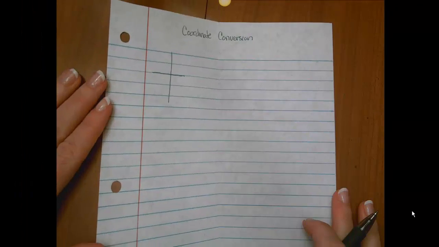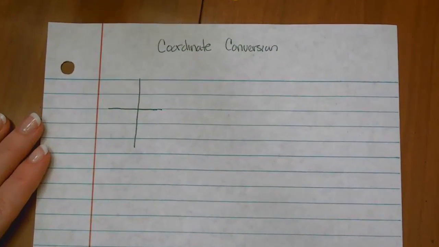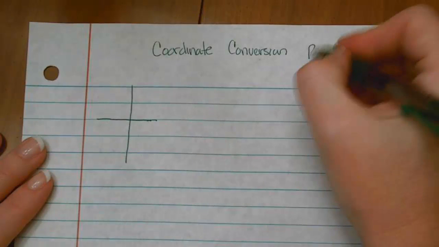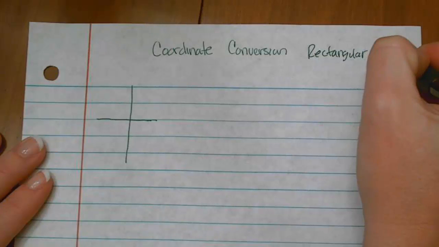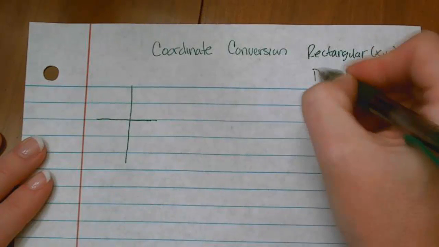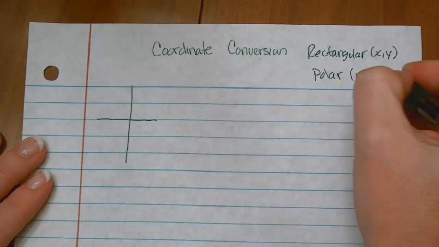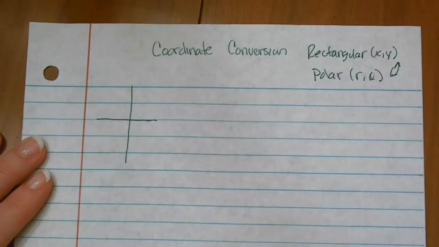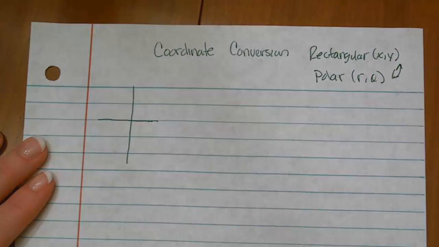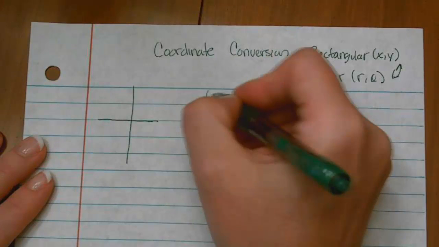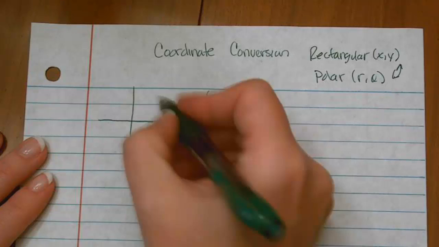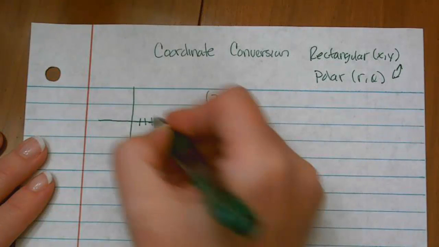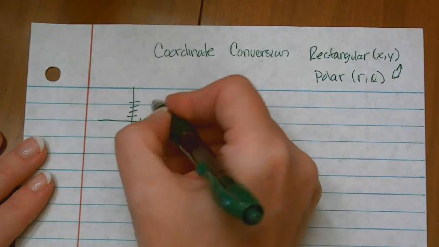All right, let's talk about coordinate conversion, how we can convert from the rectangular coordinate system, and by rectangular we mean xy coordinates, to polar coordinates, which come in r, theta, and how we can go backwards and forwards. All right, let's think about this for just a minute. Let's say that I give you the rectangular coordinate 3, 4. All right, now if we want to plot that, I'm going to go 3 units right, 4 units up, and plot.